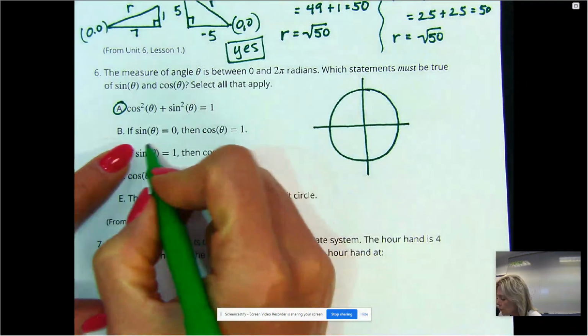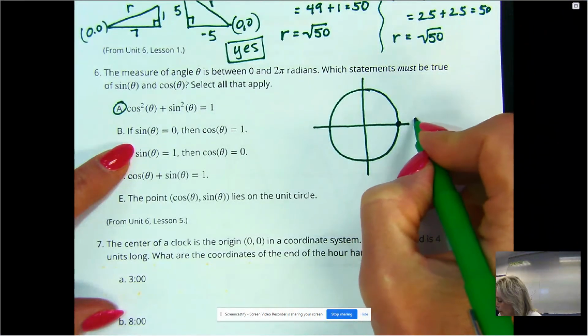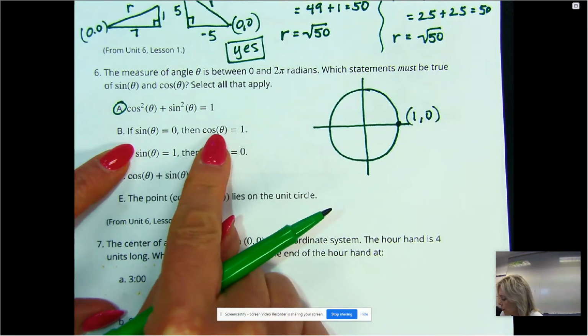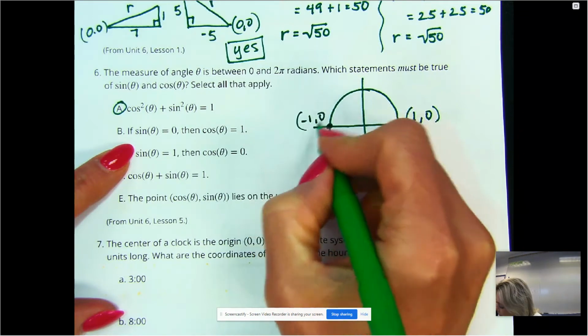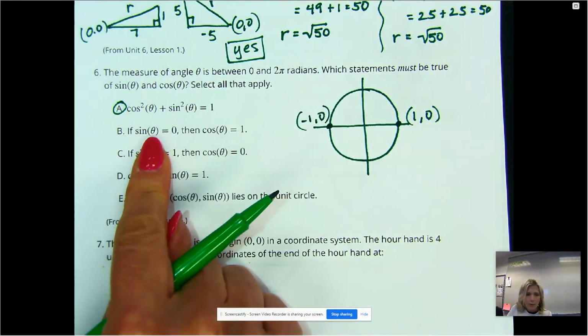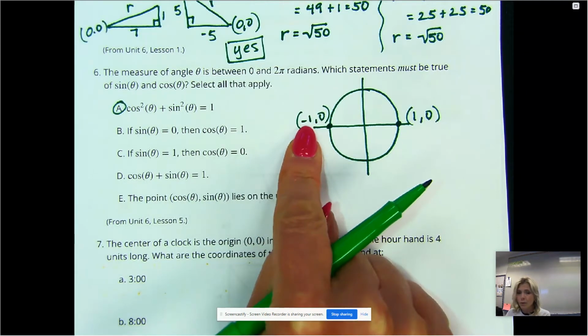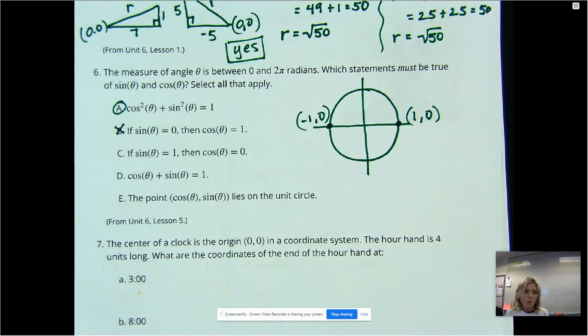Okay, there are two places where the sine of theta is 0. Right here at 1, 0. So this part's true, the cosine of theta is 1. But then over here, this is negative 1, 0. So this is not always true because here where the sine is 0, the cosine is negative 1. So B is not an answer choice because it's not always true. It says it must be true, not all the time, because it could also be negative 1.